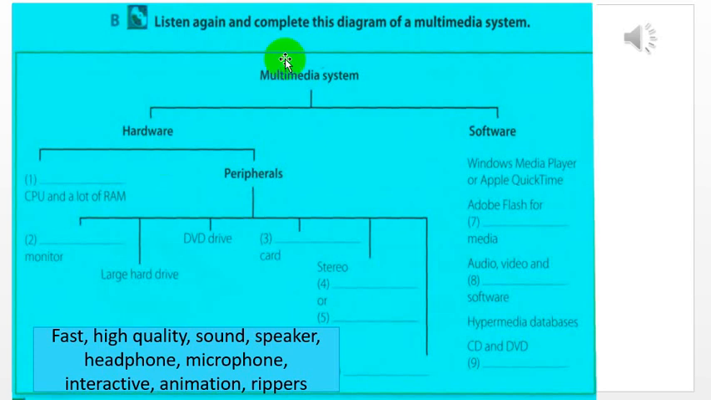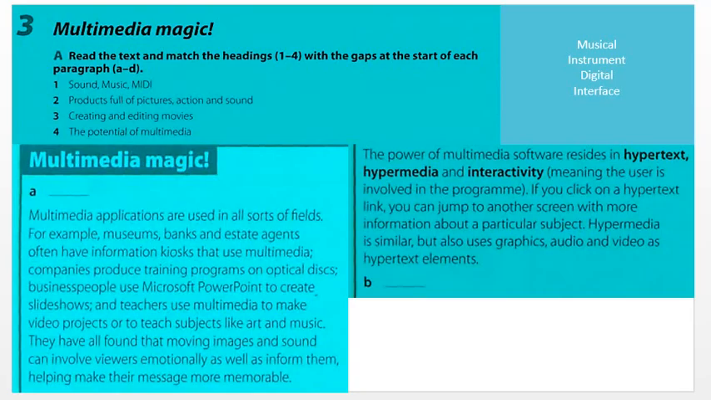Okay. Once again, listen to the audio clip once again, and here you can click and listen to the audio script or the audio clip, and complete this diagram on multimedia systems. For example, fast CPU and a lot of RAM. Okay, you can do it by yourself. Here's the answer key, and let's do reading.